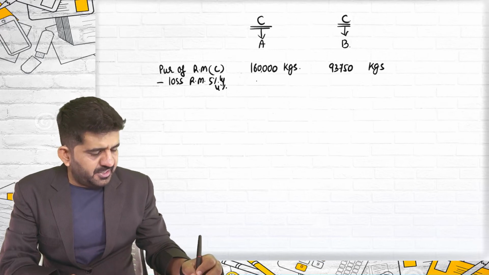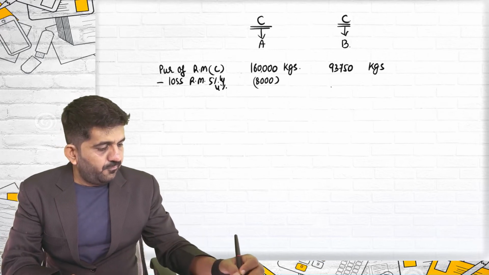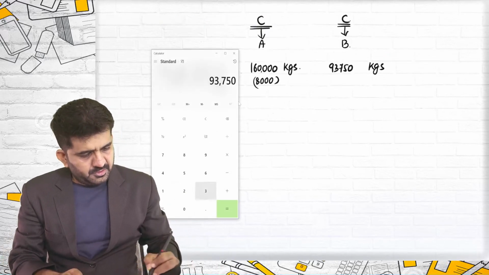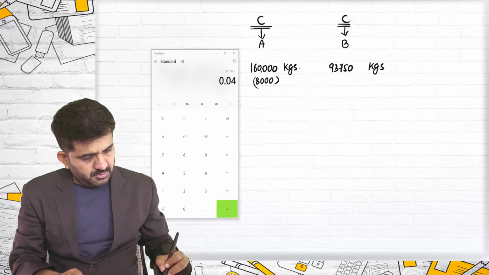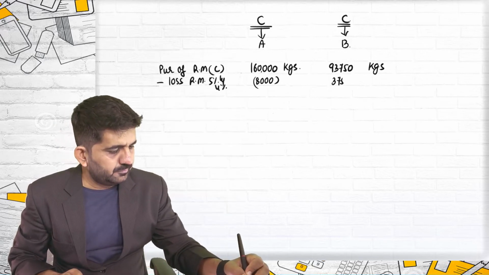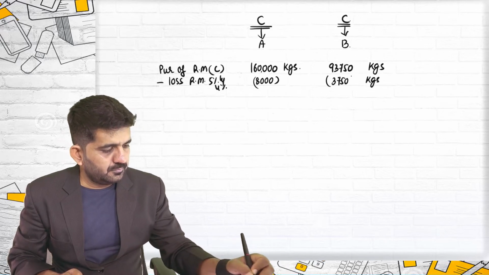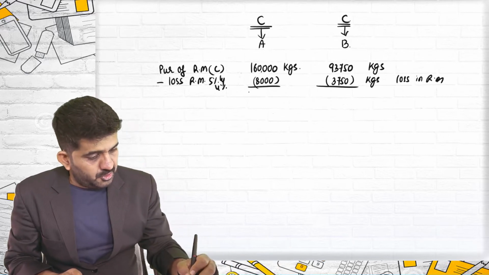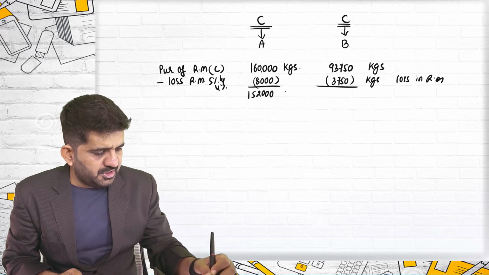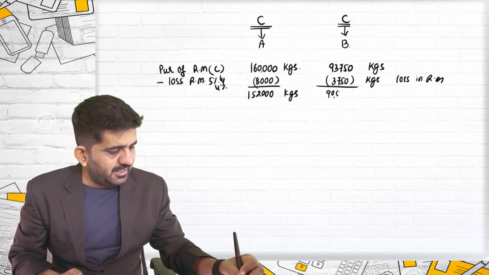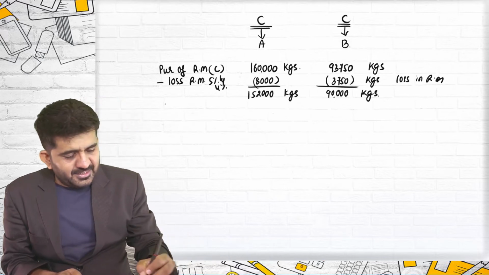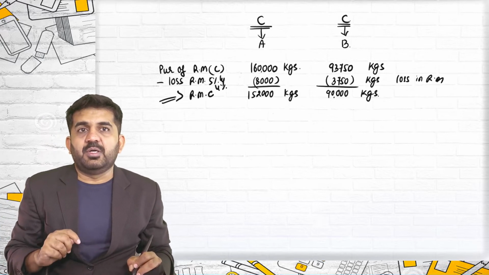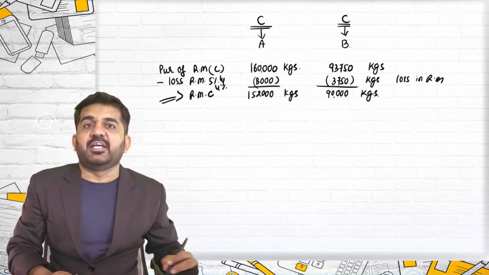So here 5% is 8,000. 4% will be, let me do it, of 93,750, this is just for explanation, 3,750. This will be my loss in raw material. This will be 1,52,000 kgs. This will be 90,000 kgs. And still we are talking about raw material C. How much will you be getting net? 1,52,000 kgs and 90,000 kgs.